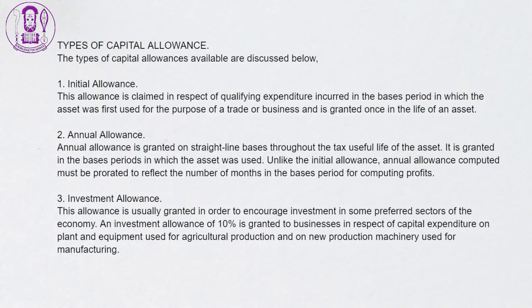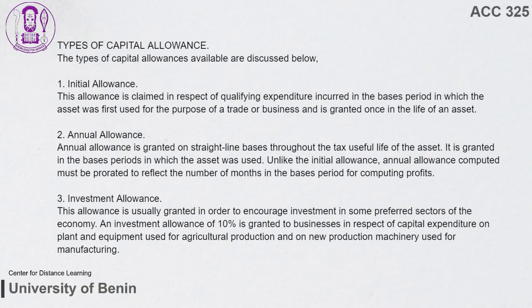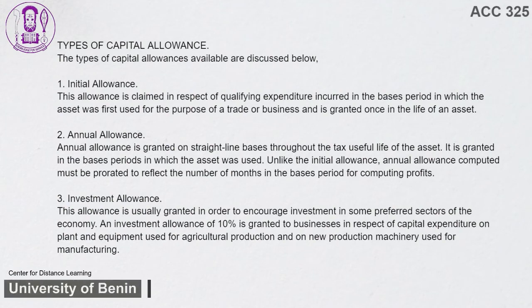Types of capital allowance. The types of capital allowances available are discussed below. 1. Initial allowance. This allowance is claimed in respect of qualifying expenditure incurred in the basis period in which the asset was first used for the purpose of a trade or business and is granted once in the life of an asset.